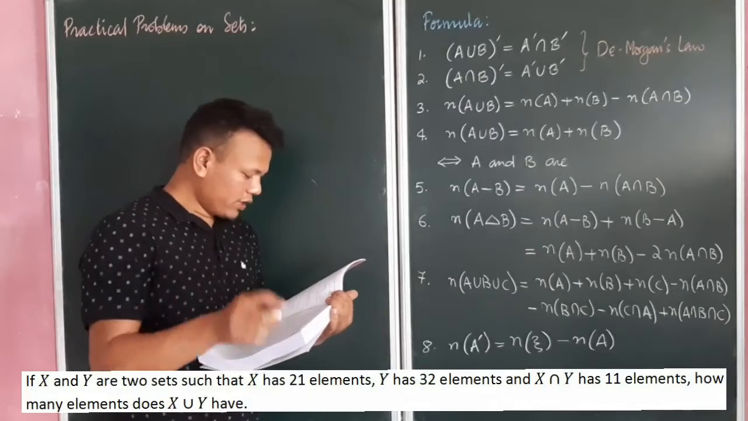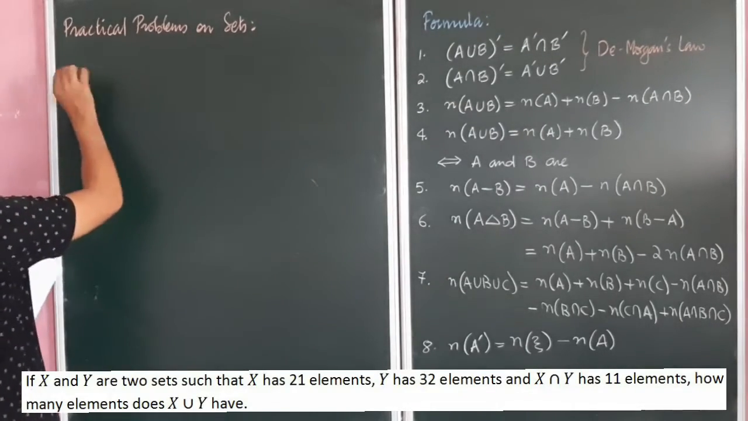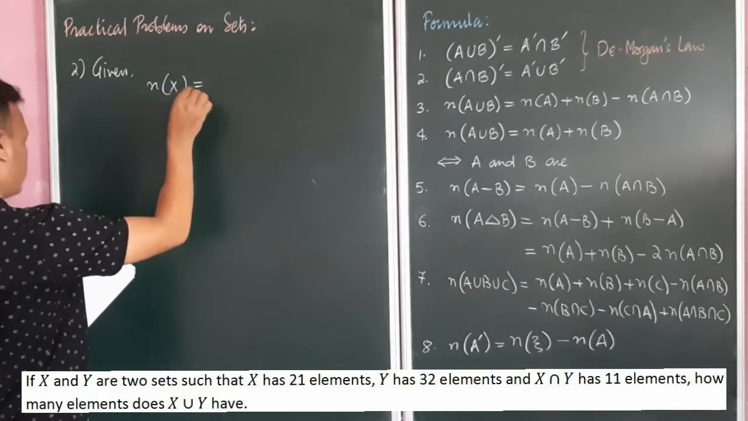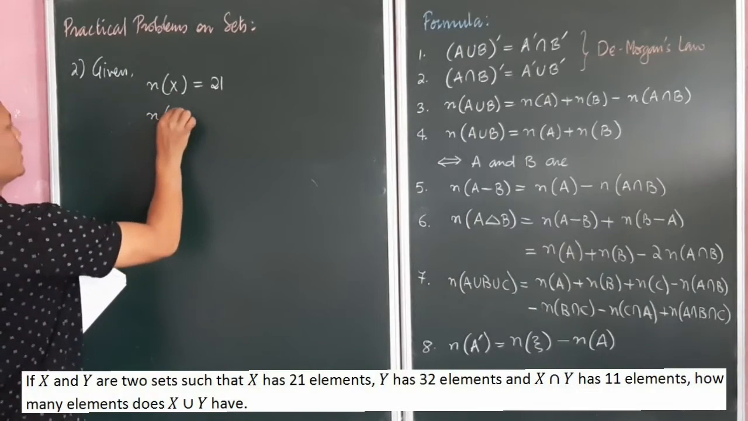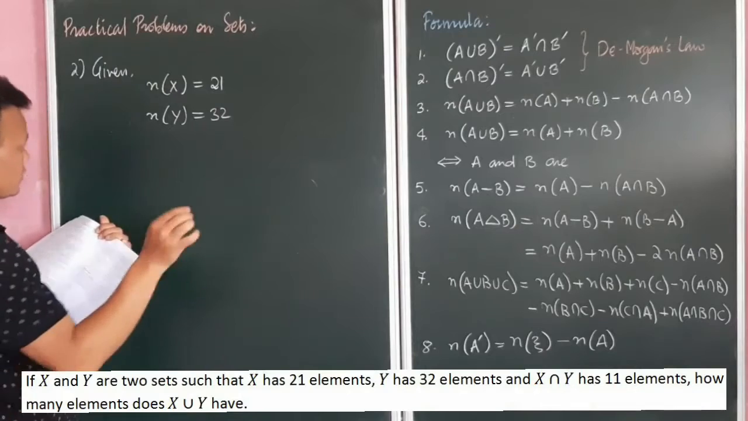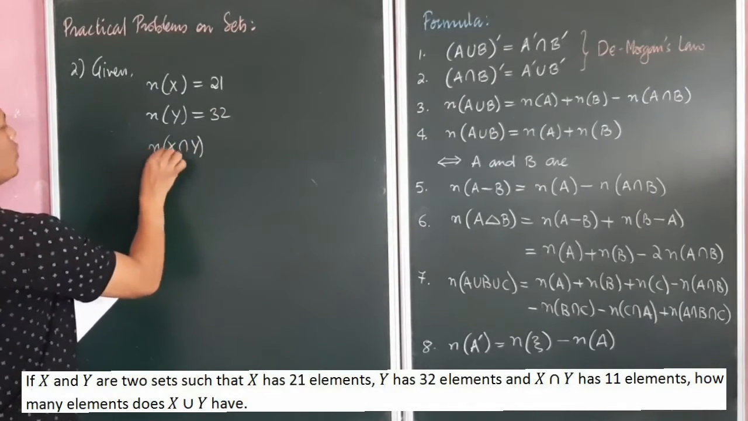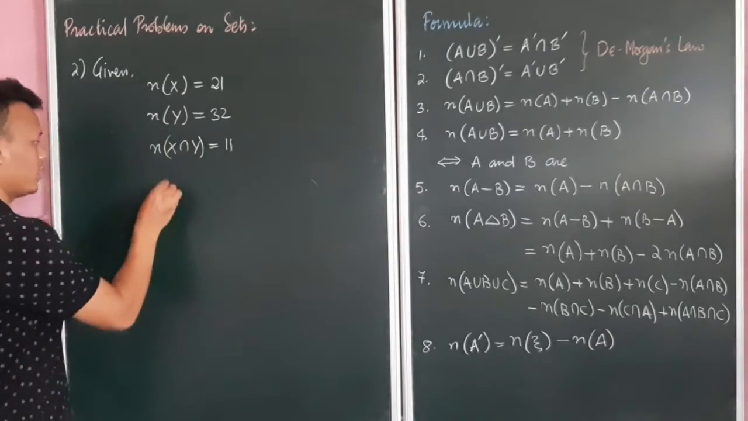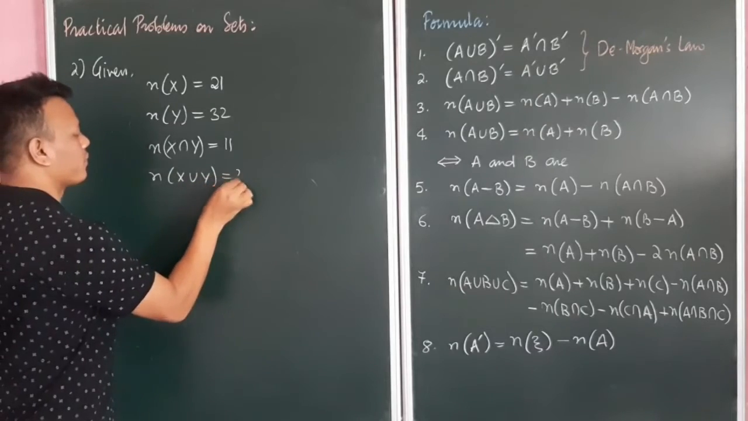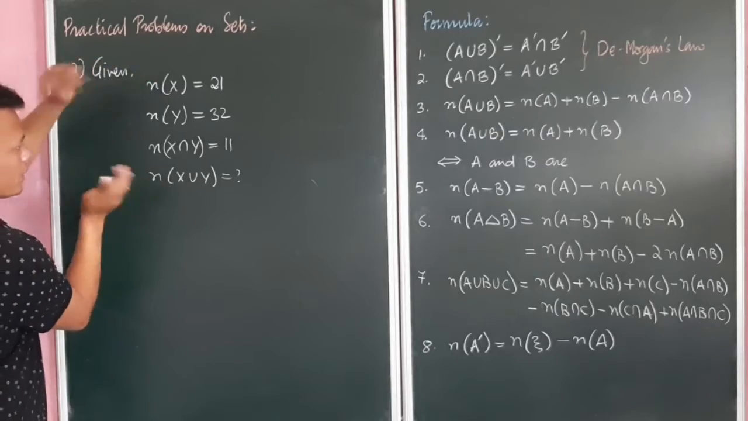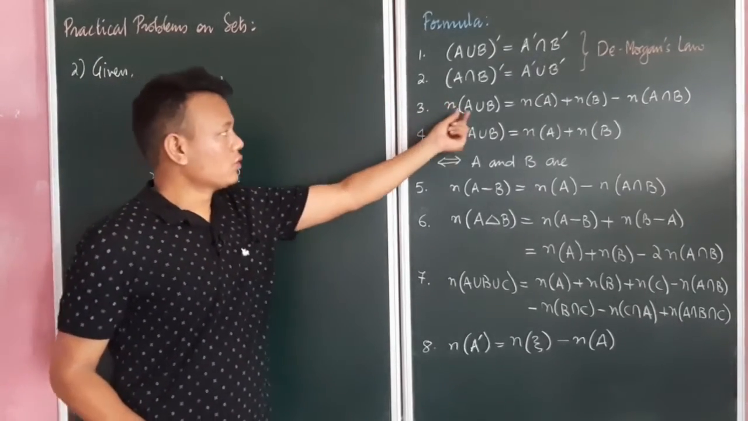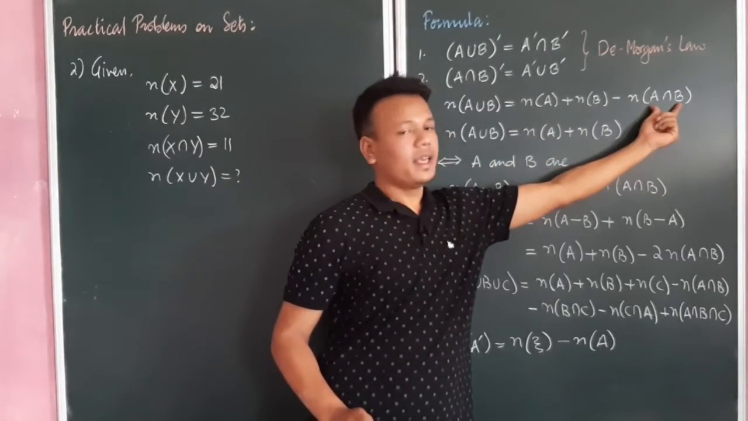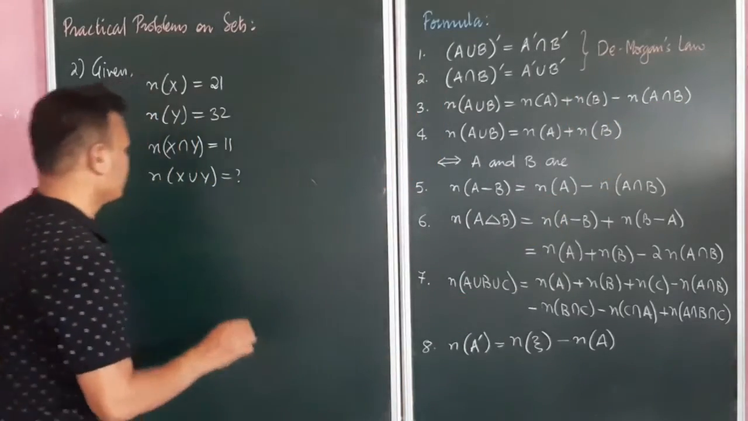Alright, so the question says cardinality of X, that means the number of elements present in X, is given to be 21. Whatever is given, I am just noting down. So given is n of X, cardinality of X, is 21, right? Cardinality of Y is given to be 32, alright, and the number of elements present in X intersection Y, n of X intersection Y, is given to be 11. Now as per the question, we need to find how many elements are there in X union Y. If you compare, we have to make use of this formula, because this is my A union B, that's X union Y, which we need to find. n of X is given, n of Y is given, and n of X intersection Y is also given to us, right? So let's make use of formula 3.